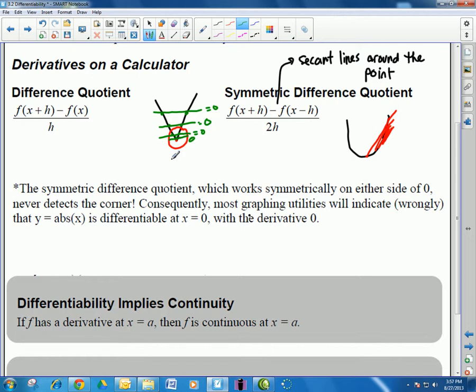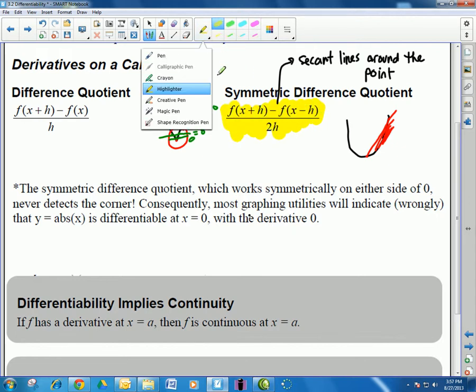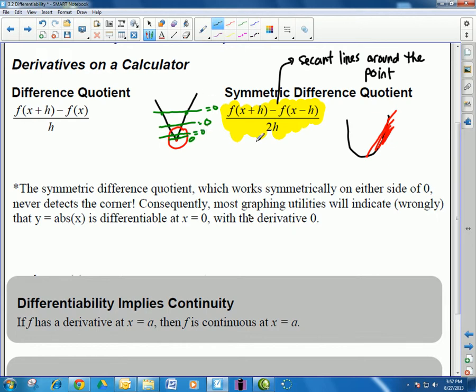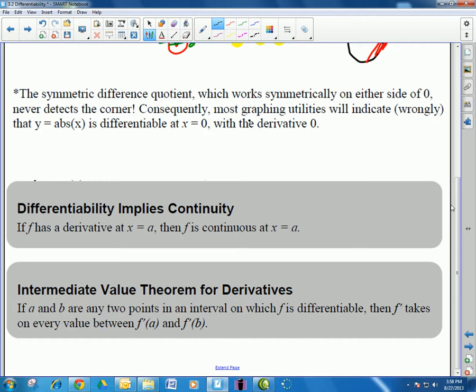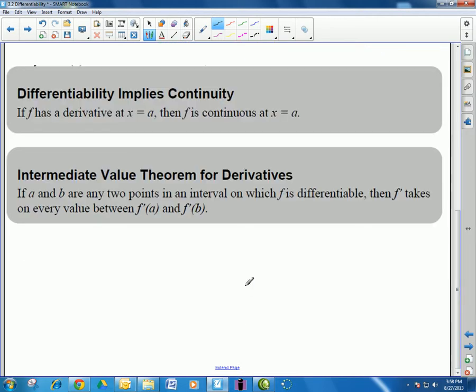All right. And then we're going to be talking about the difference quotient. What you have to be familiar with is not only how to use these, but also what they look like, because these are all different ways to find the derivative. This one, f of x plus h minus f of x all over h, we're familiar with. It's this other one that we're not necessarily familiar with right now. We're going to use it a little bit in this section and in these notes. Just remember, it goes symmetrically on either side of 0, so it's going to wrongly calculate. Don't believe everything your calculator tells you.